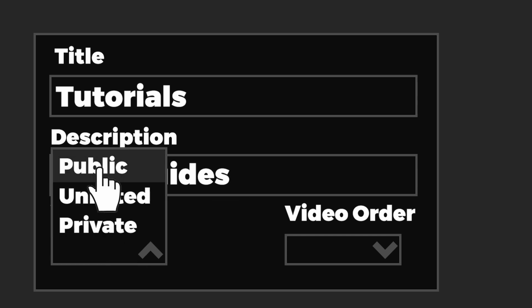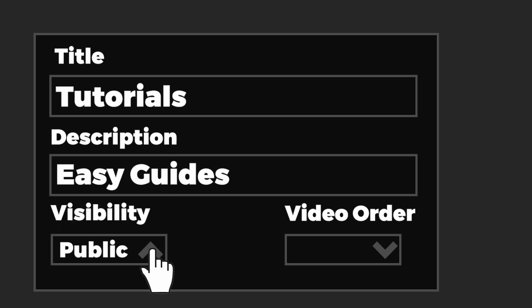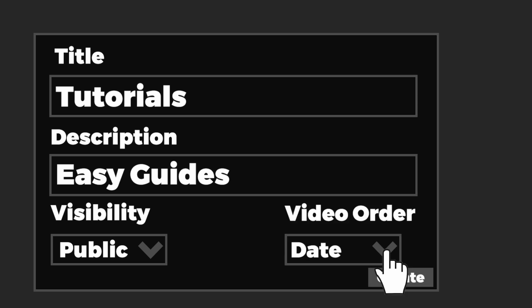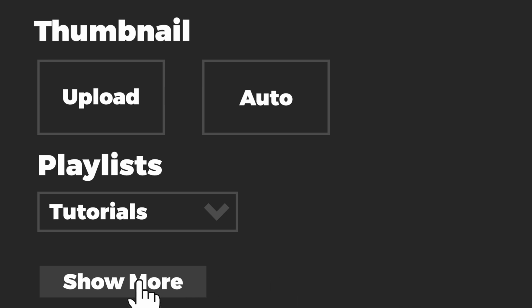Public, anyone can view and find the playlist. Unlisted, only those with the link can access it. Or private, where only your team's YouTube account can view it. You can also adjust how videos appear in the playlist by setting the default video order. Once finished, click Create. Now scroll down to More Options.